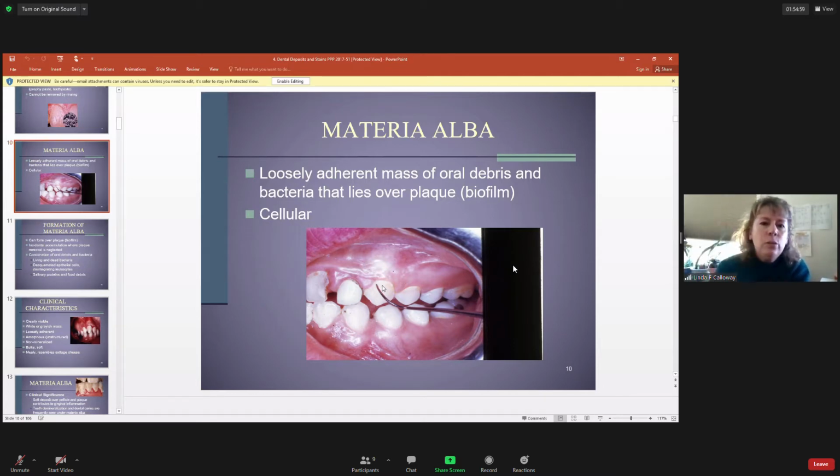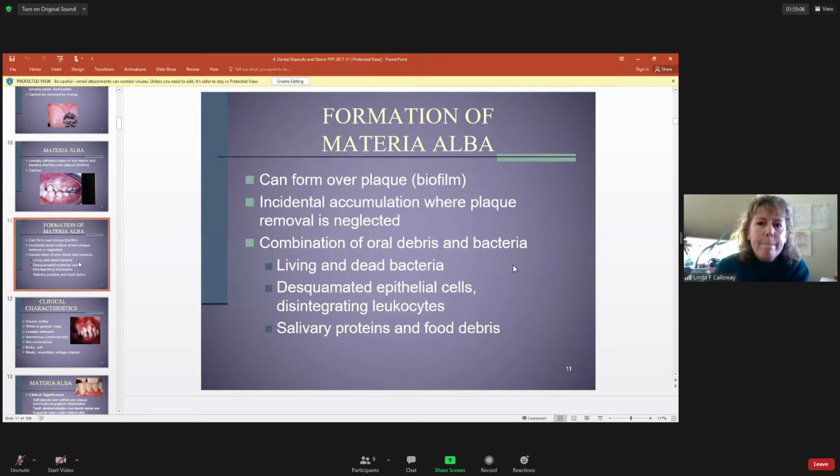They'll get materia alba. It's just a loose, thick mass of debris. It can form over plaque. It's an incidental accumulation where plaque removal is neglected. There are living and dead bacteria in it, desquamated epithelial cells, disintegrated leukocytes, and salivary proteins and food debris.